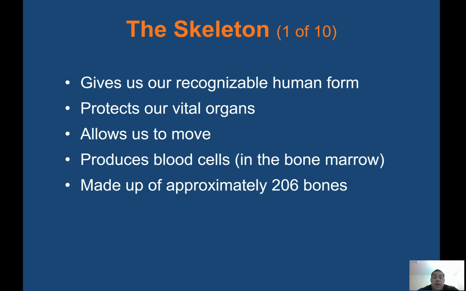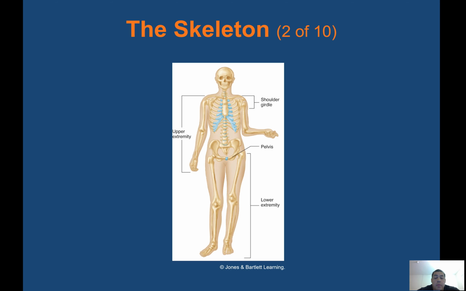The skeleton gives us our recognizable human form, protects our vital organs, allows us to move, and produces blood cells in the bone marrow. It is made up of approximately 206 bones. So your upper extremities, and then your lower extremities. Shoulder girdles can be up here, and then your pelvis.